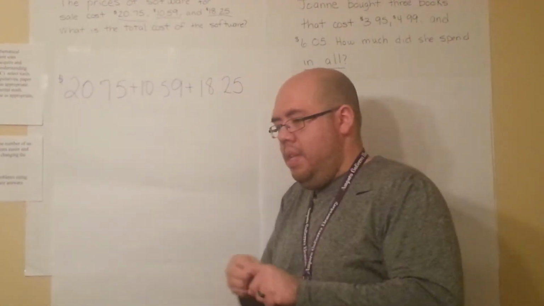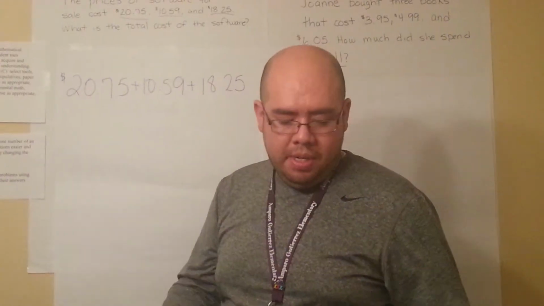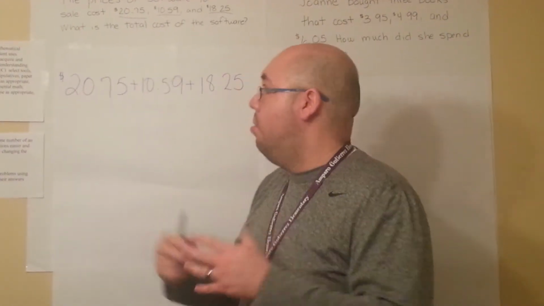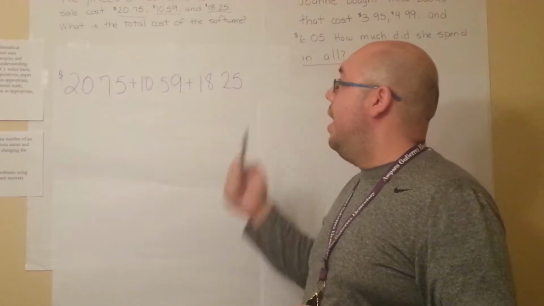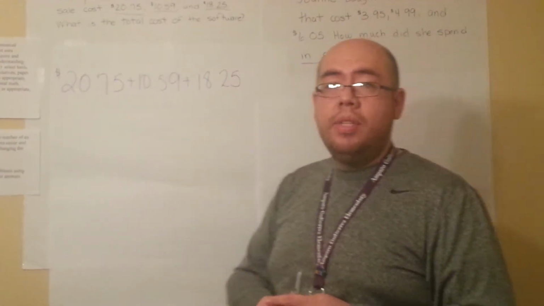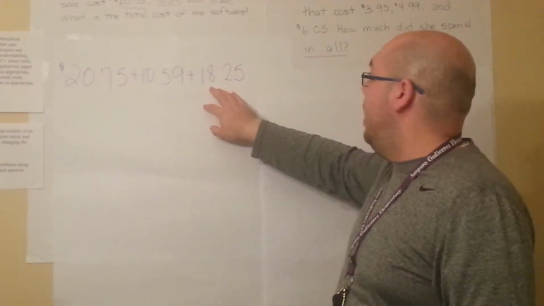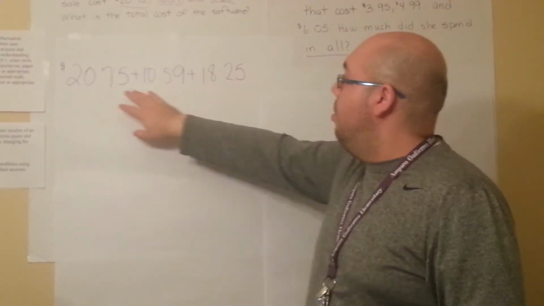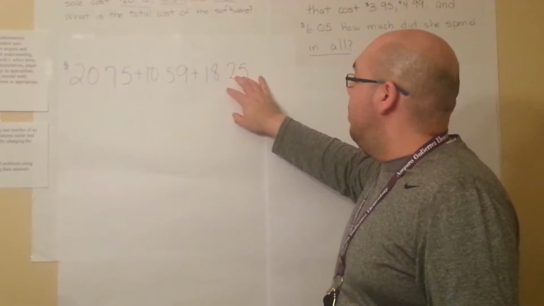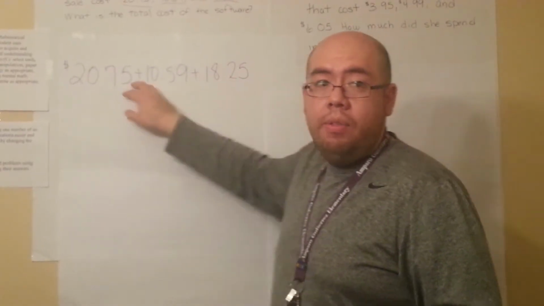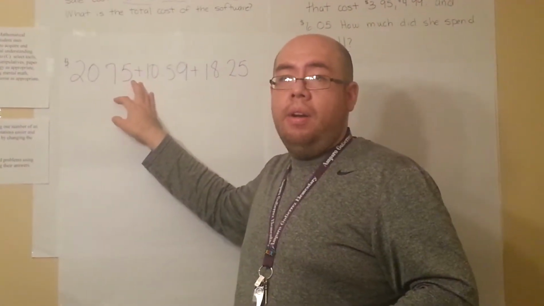Now, thinking in money terms, let's use the quarter. There's 2 values here that end in 5s. Can you tell me which ones they are? Yes, the $20.75 and the $18.25. Notice how they end in 75 and 25. Now, those are quarter values right there.